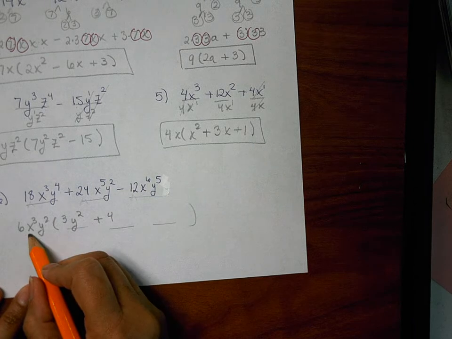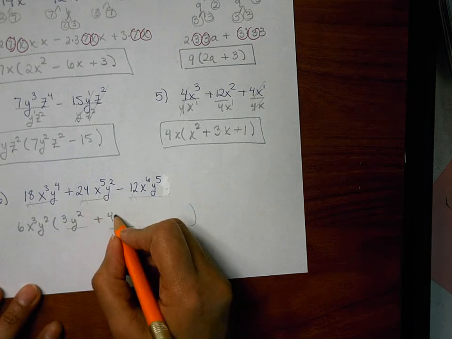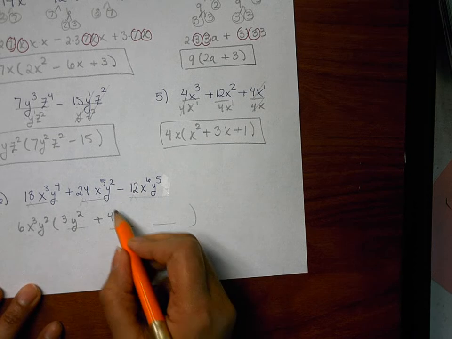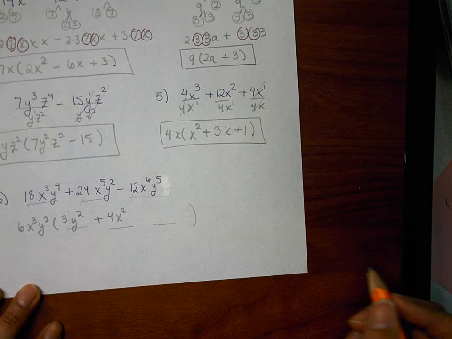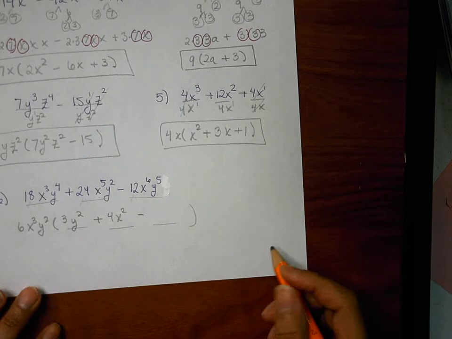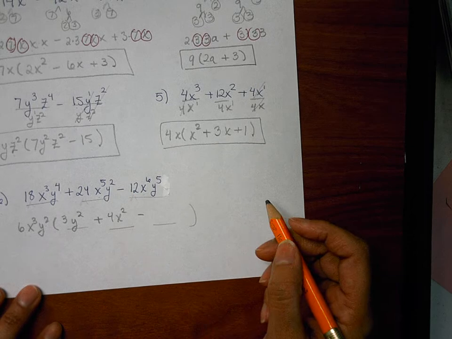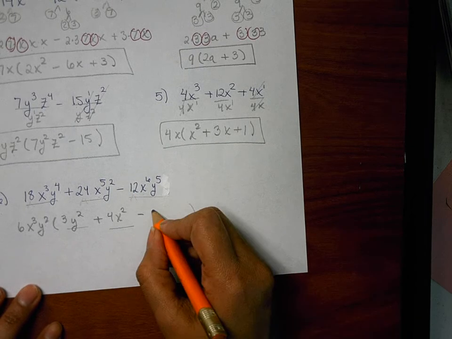Plus 6 times what is 24? 6 times 4. X to the third times what is x to the fifth? Remember, you add exponents, so 3 plus what is 5? 2. Y squared is already taken care of. Don't put another y. You're going to mess it up if you do.